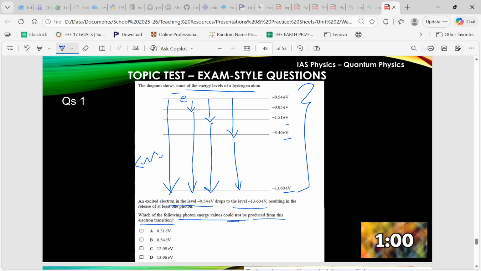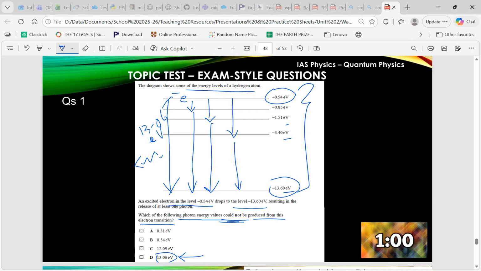So for example, if I calculate the energy difference between the highest level 0.54 and 13.6, how do I do that? 13.6 minus 0.54, I get a value of 13.06 eV. So this jump from the highest directly to the lowest level will release a photon of 13.06 eV. Now if you look in the answer options, that's already option D. So option D will be released. So we cannot say it could not be produced. It can be totally produced.